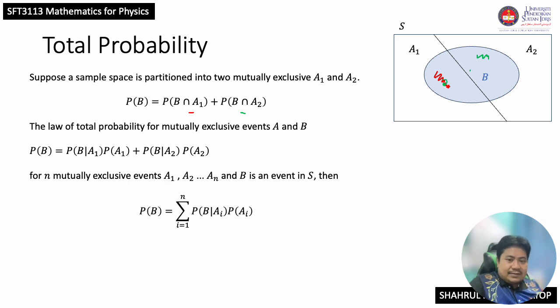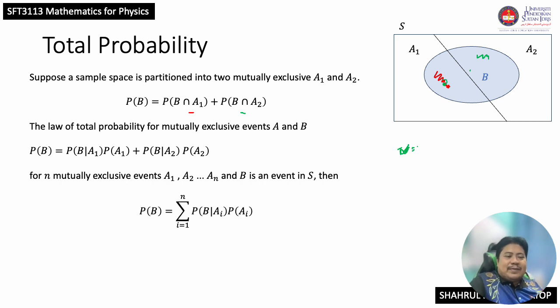So we can see immediately the law of total probability for mutually exclusive events A and B. A and B are exclusive because there is no intersection between A and B. Can we say A equal to B? No, we cannot say that. It is just exclusive. It cannot happen simultaneously. These two events A and B cannot happen at one time.